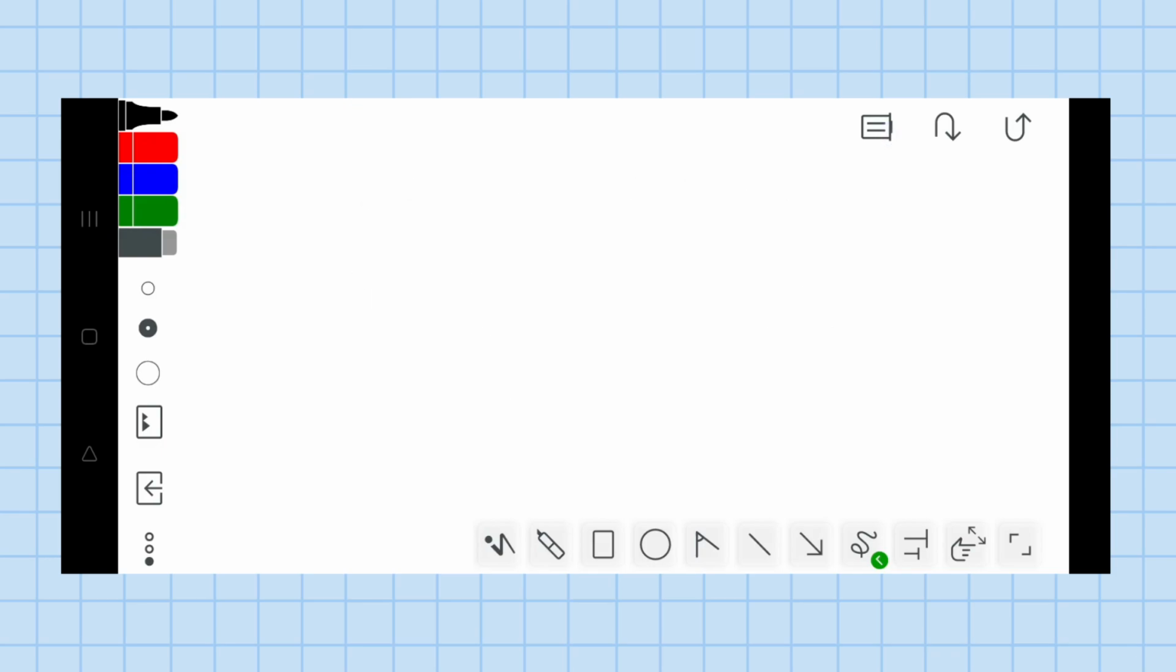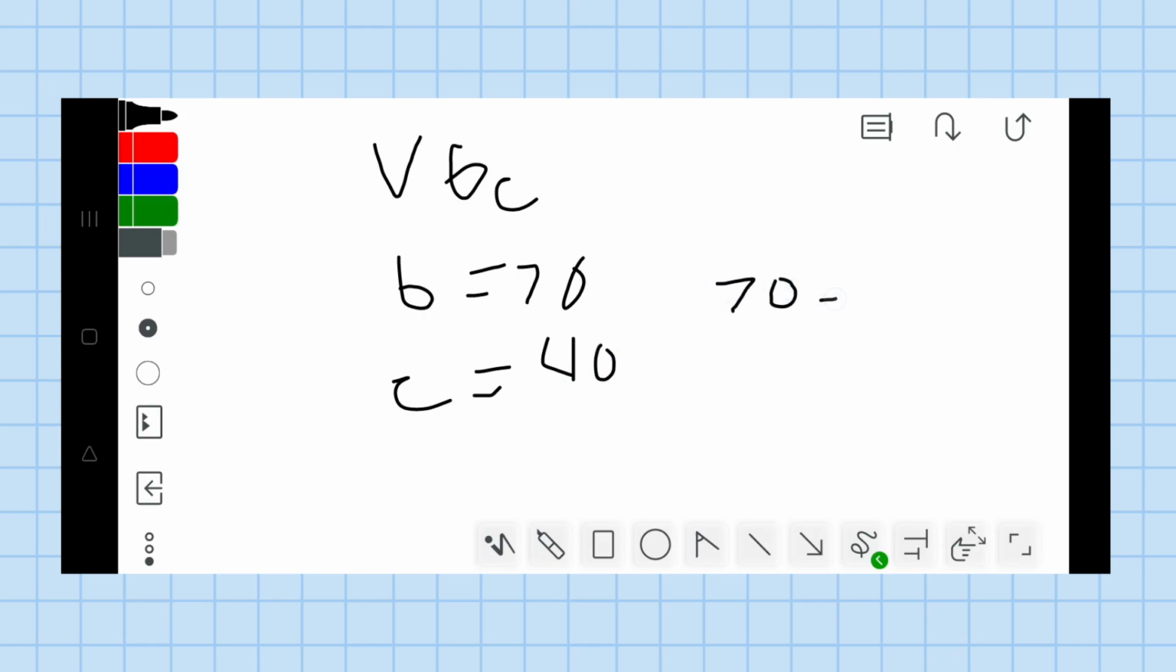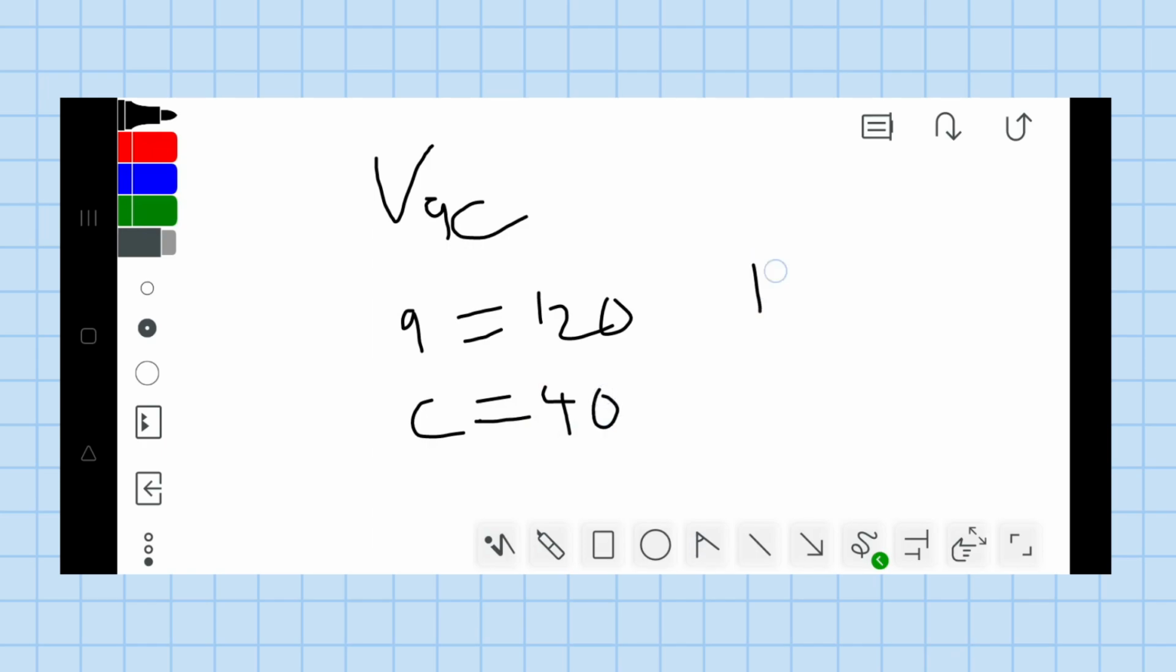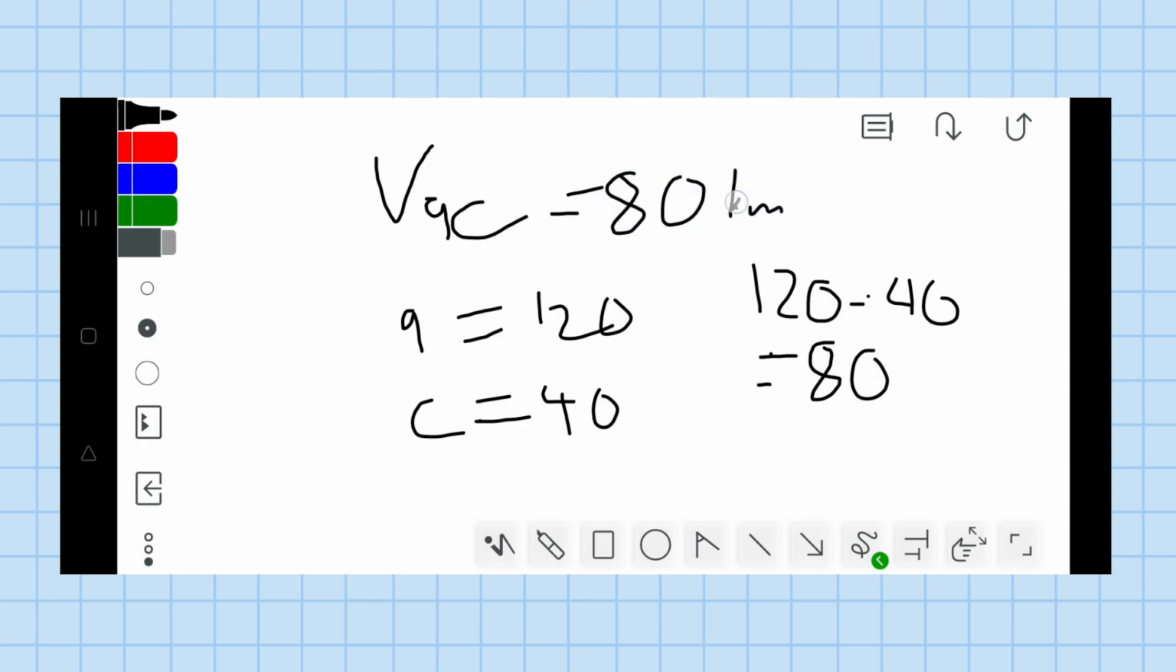For the relative velocity of car B to C, we'd have to get our speeds of B and C, so 70 and 40, and then we would subtract, so 70 minus 40 is 30. So therefore, the relative velocity of car B to C is 30 kilometers per hour. For the relative velocity of car A to C, we would have 120 kilometers and 40 kilometers. So 120 minus 40. So we would be left with 80 kilometers per hour. So the relative velocity of car A relative to C is 80 kilometers per hour.